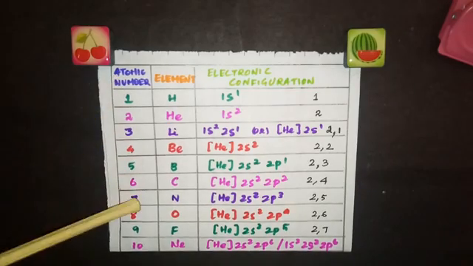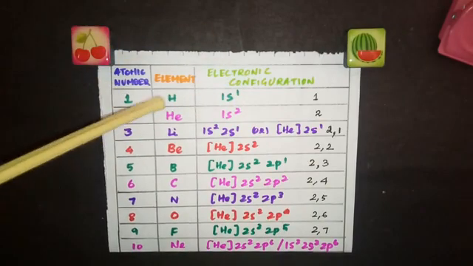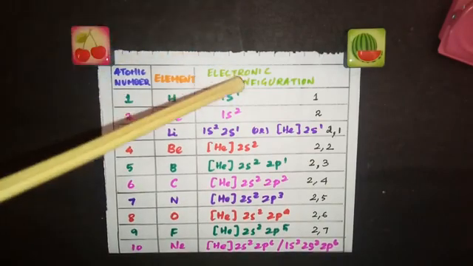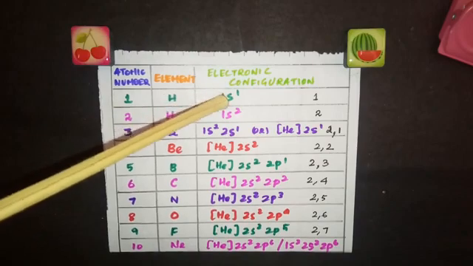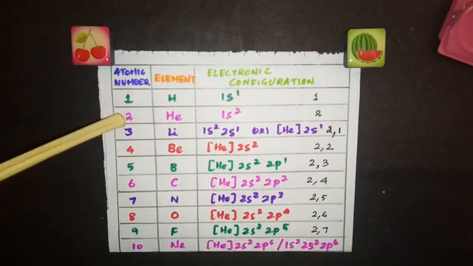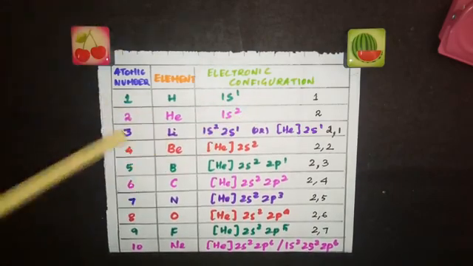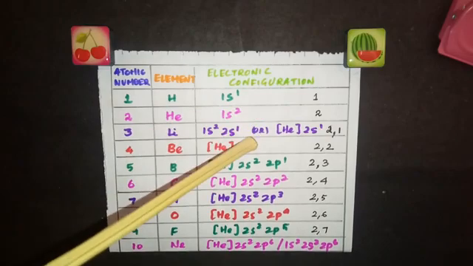So the atomic number, the element symbol, the electronic configuration. For hydrogen, the atomic number is 1, so the electronic configuration is represented as 1s1. For helium, atomic number 2, the configuration is 1s2. For lithium, there are 3 electrons: 1s2, 2s1.